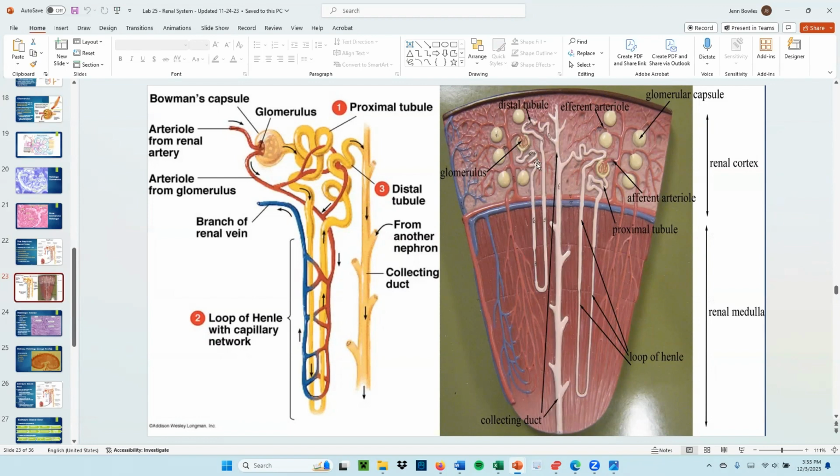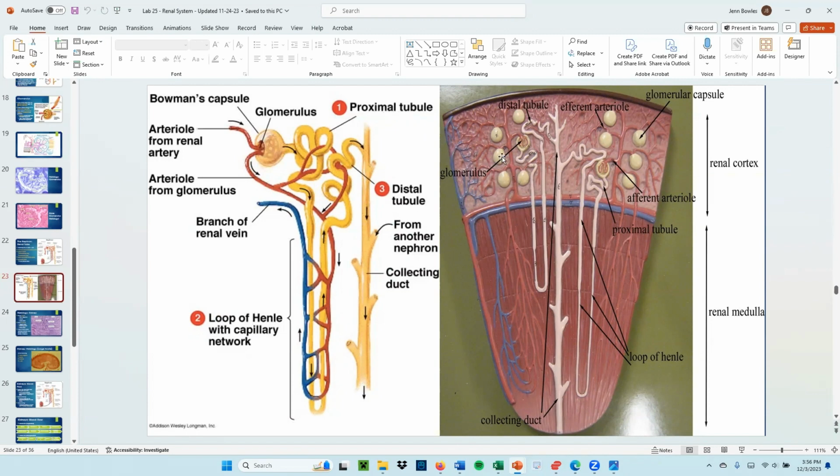You go through your proximal convoluted tubule. You're going to descend. So this is the descending loop of Henle. And then you'll go back up. So now we're ascending. This is our ascending loop of Henle. You get back up to the twisty bit, which is the distal convoluted tubule. And from there, everything is filtering into the collecting duct. Does that make sense?